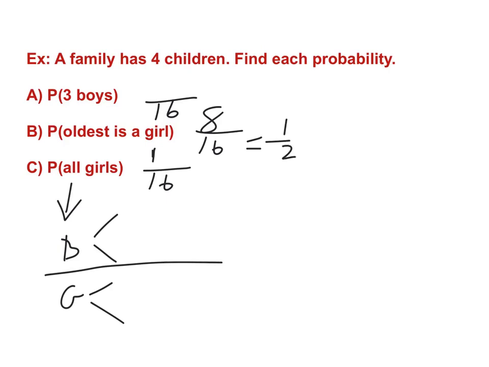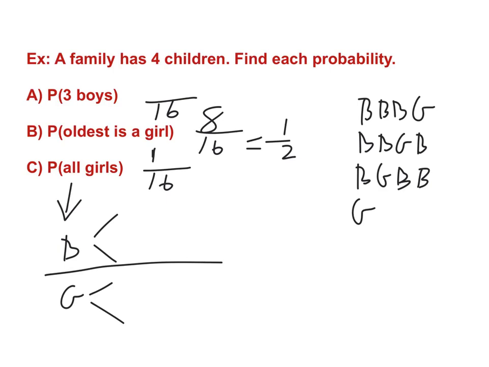Okay, 3 boys. That could be like this. It could be boy, boy, boy, girl. It could be boy, boy, girl, boy. It could be boy, girl, boy, boy. Or it could be girl, boy, boy, boy. Those are the only possibilities that exist where there's 3 boys. That's 4 out of 16 or 1/4.